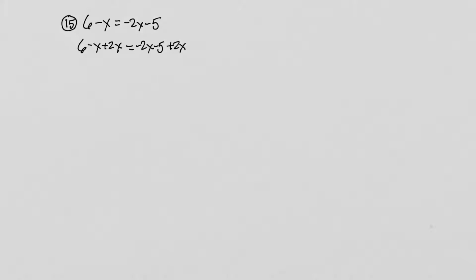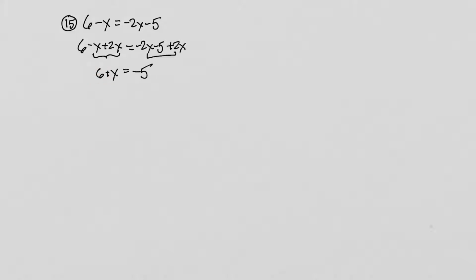Then we will have negative x plus 2x. I'm down 1. I get 2, so I'm up 1. 6 plus x equals negative 2x plus 2x is 0. That was the whole point. Negative 5. Look at this. X plus 6. 6 plus x, x plus 6. I've got 6 more than I want on this side.